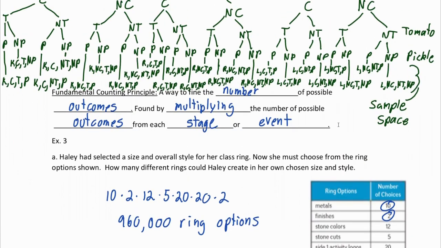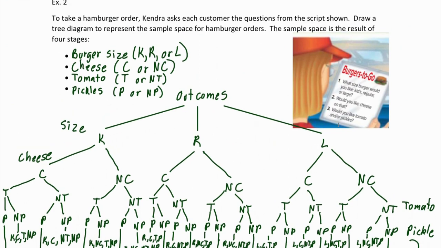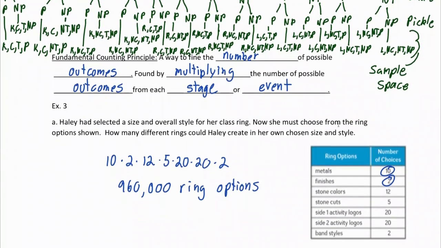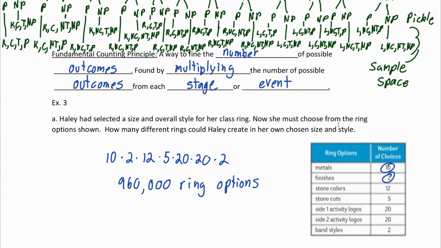And we can see that that would work for the previous one, right? We said that we had 24. Well, in that first stage, we had 3 options. In that second stage, we had 2, and then we had 2, and then we had another 2. 3 times 2 is 6, times 2 is 12, times 2 is 24. And that lines up with how many we did end up having. So that is what this fundamental counting principle represents.